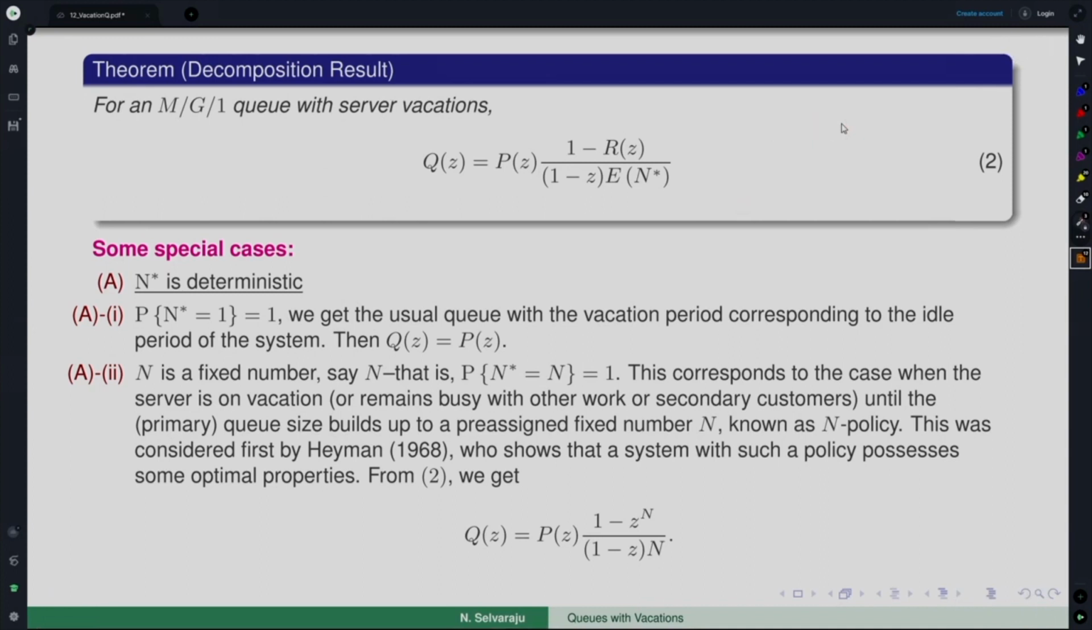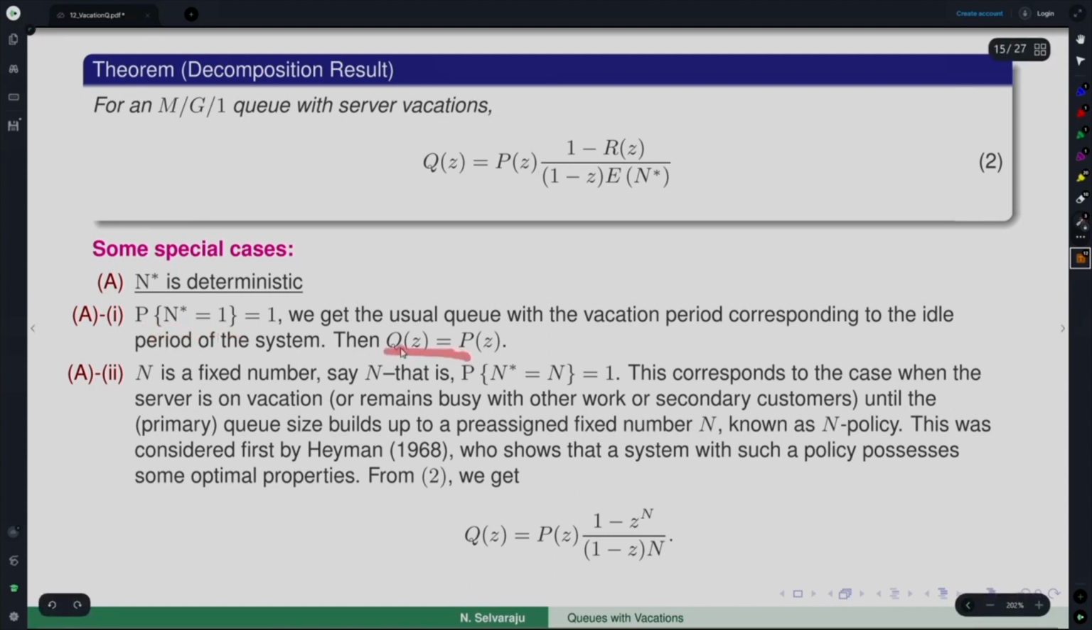But we will look at some special cases. This is a general result which one can prove. What will happen in some special cases? Let us take this n star as deterministic first. So, we are going to deduce this result to a simpler form depending upon what our system actually is. One case is that n star equal to 1. Then we get the usual Q with vacation period corresponding to the idle period of the system.